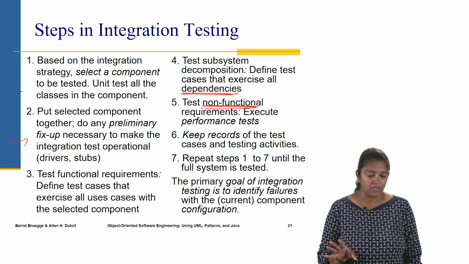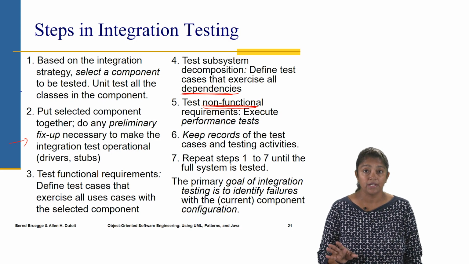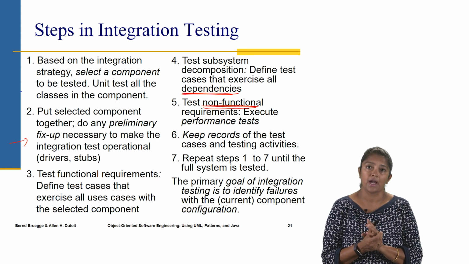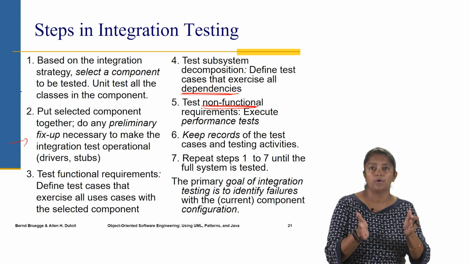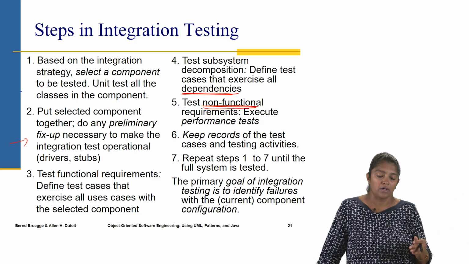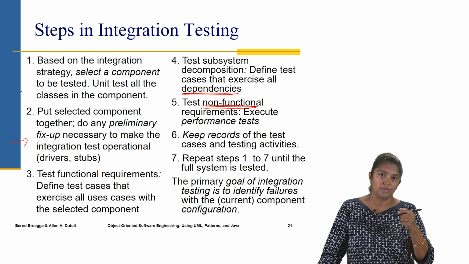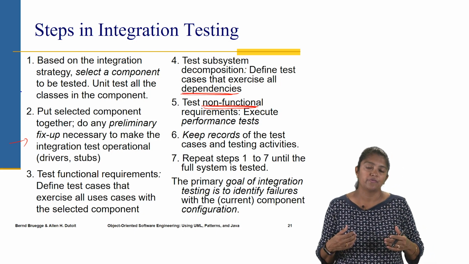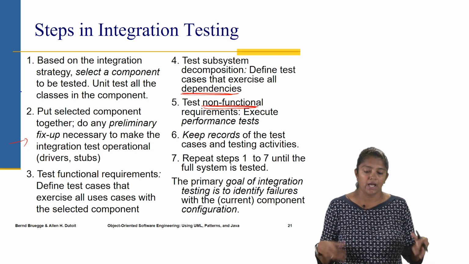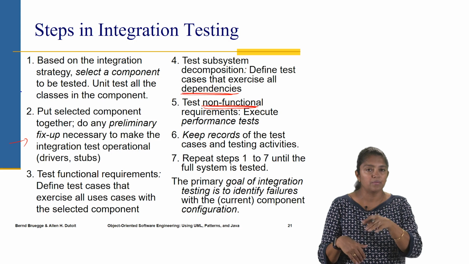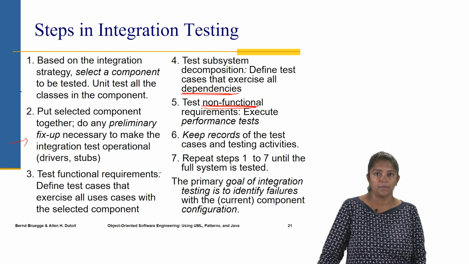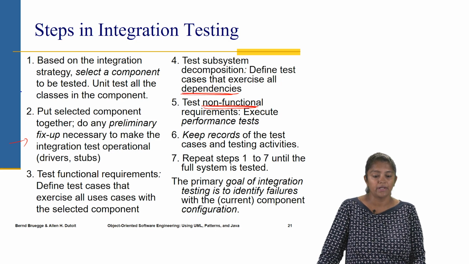So our primary goal here is to identify any failures in the current component configuration that we have, because we don't want to wait and find out only when the entire system is built. We want to identify those failures in the interaction between any of the subsystems as soon as possible. So that's our primary goal. And then as more and more components get added, we basically repeat this process. So that's the process followed in integration testing.